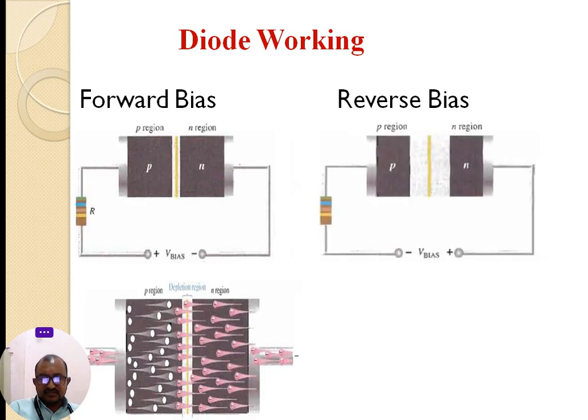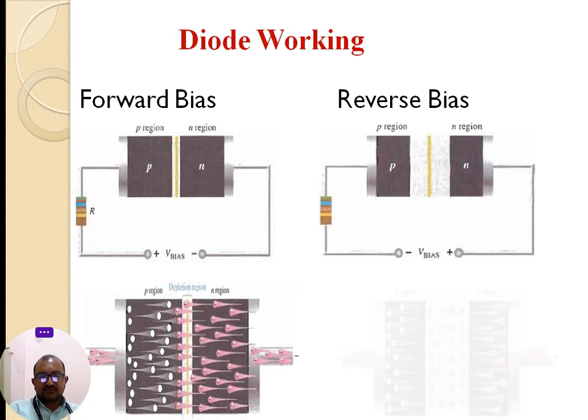Then, reverse bias condition: when p-type material is connected to the negative terminal of the battery and n-type material is connected to the positive terminal of the battery, we can say that the diode is in reverse bias condition. In reverse bias condition, the width of the depletion layer increases, and hence no current can flow. In reverse bias condition the diode acts as an open switch. In forward bias condition, the diode acts as a closed switch.